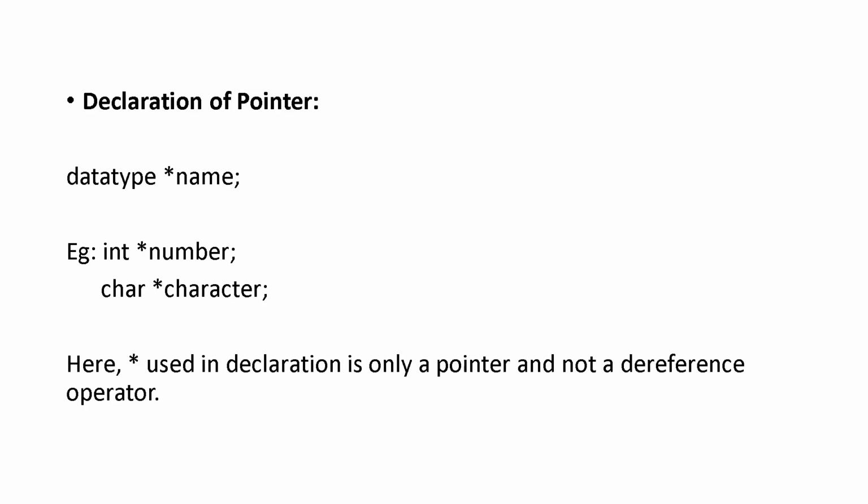Here is the declaration of a pointer: you have to give the data type, and then star and the name of the pointer. int is the data type and number is the name of the pointer. Char character. Here star is used in the declaration, right? So that is only a pointer and not a dereference operator. If star is used in a declaration, it is considered only as a pointer and it will not be the dereference operator.